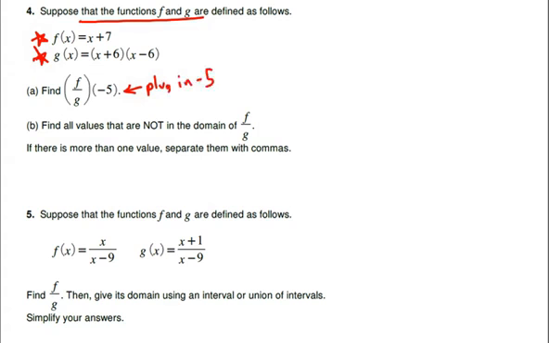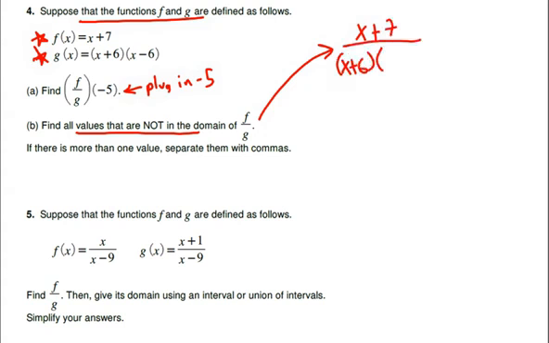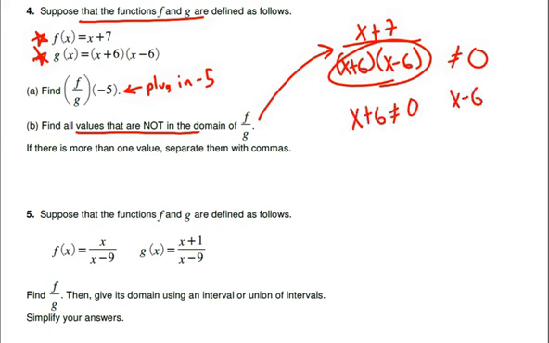This one, very similar. See the -5, you can just plug in -5. Once again, finding the values that are not in the domain, I'll go ahead and write the function here. So this is f over g, where f is x plus 7, and g is (x plus 6)(x minus 6). So the values that are not in the domain are where the denominator equals 0. So that can't equal 0.